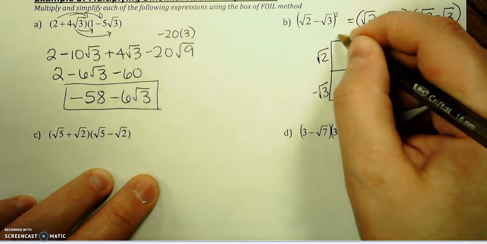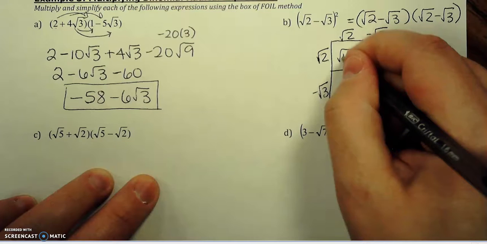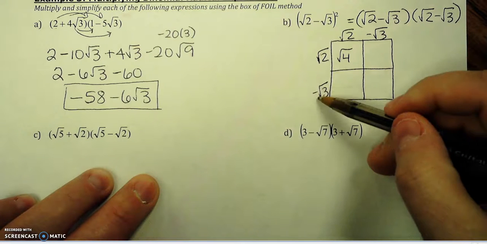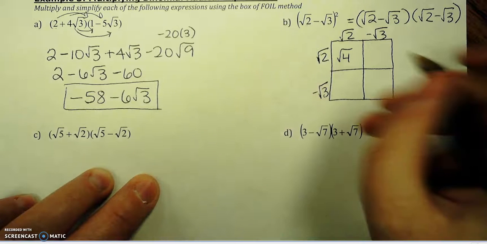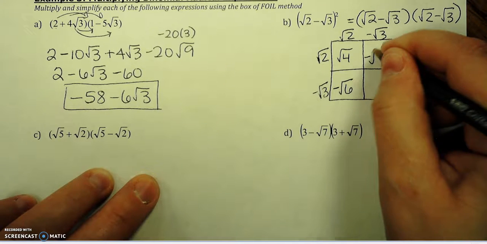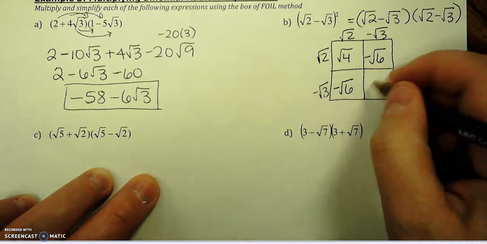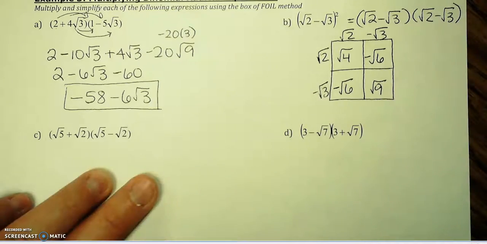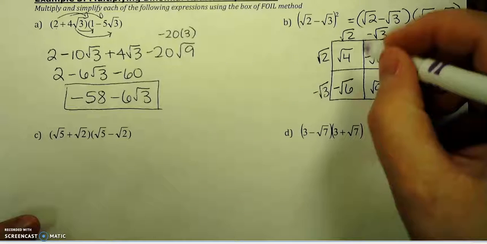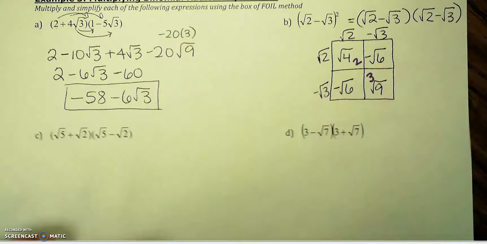And I'll just set up a little box here, a little 2 by 2. Okay, right here, I'm going to get square root of 4. Negative square root of 3 times the square root of 2 is negative square root of 6. This will also be negative square root of 6. And then down here in the corner, the 2 negatives will become positive, and that'll be the square root of 9. Now, these guys are actually perfect squares. This is actually 2, and this is actually 3.